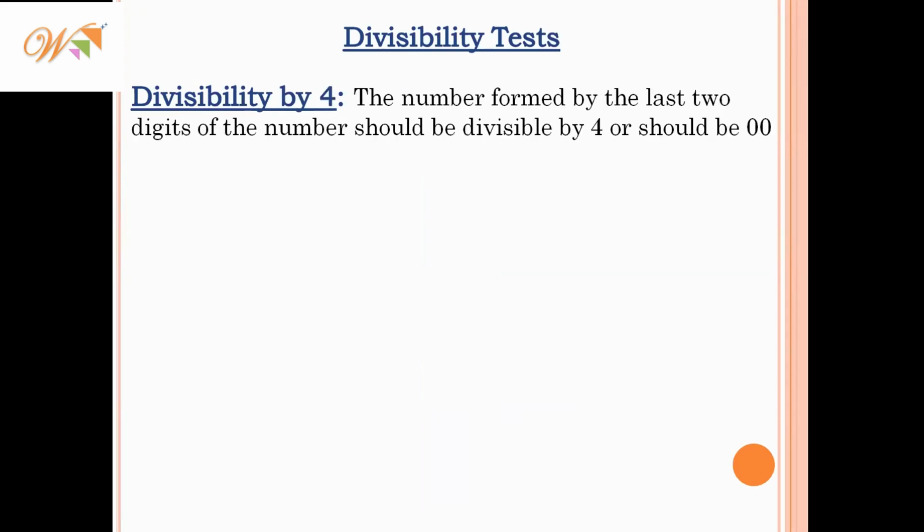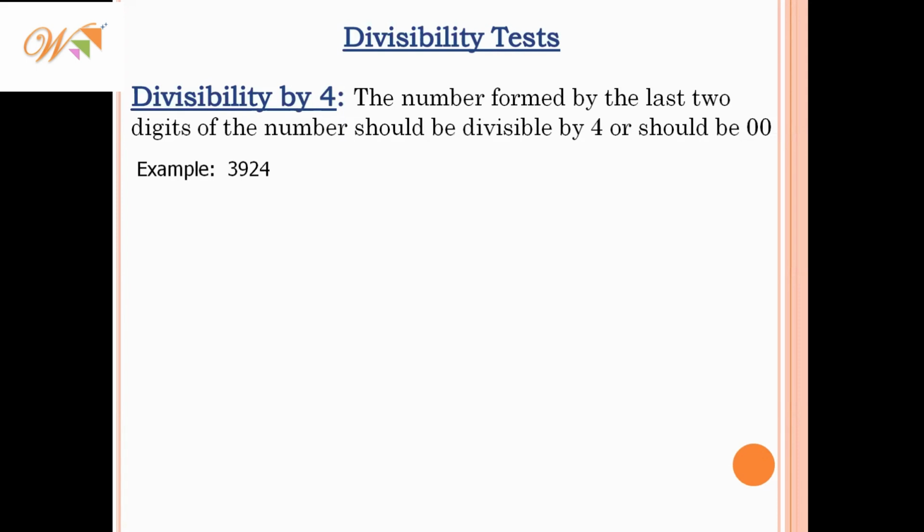Divisibility test by 4 says that the number formed by the last 2 digits of a number, if that number is divisible by 4, or if you have 2 zeros in the end, then that number will be divisible by 4. For example, here we have 3924. Last two digits are 2, 4, 24. So the number formed by the last 2 digits here is 24. Is 24 divisible by 4?